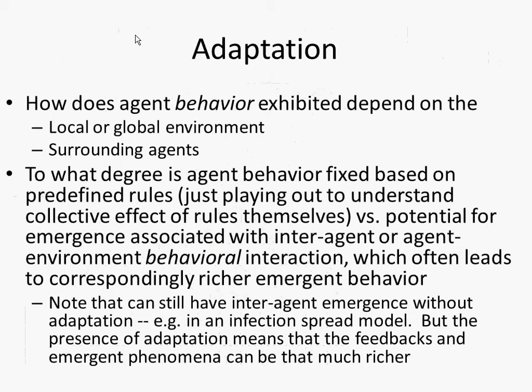It's notable that you can have interagent emergence without adaptation. You can have agents whose behavior doesn't change over time and get interesting patterns. Doesn't change over time based on their surroundings. But if you do have adaptation, the feedbacks can be much richer. So we saw an infection spread model in our first day. Infection could spread from one individual to another.